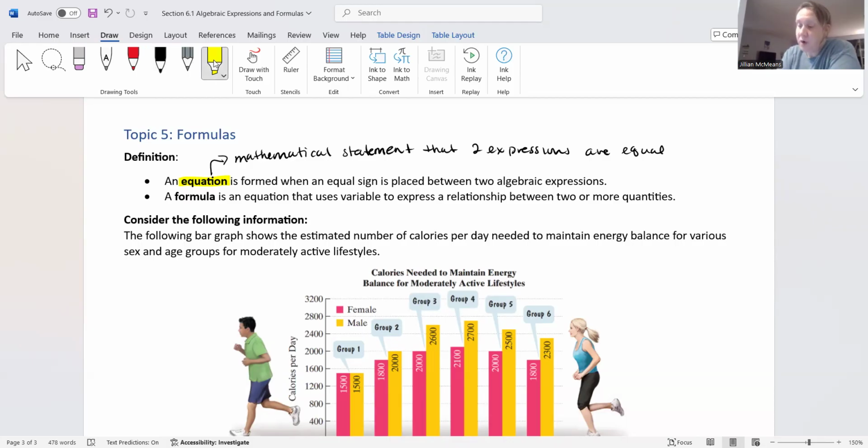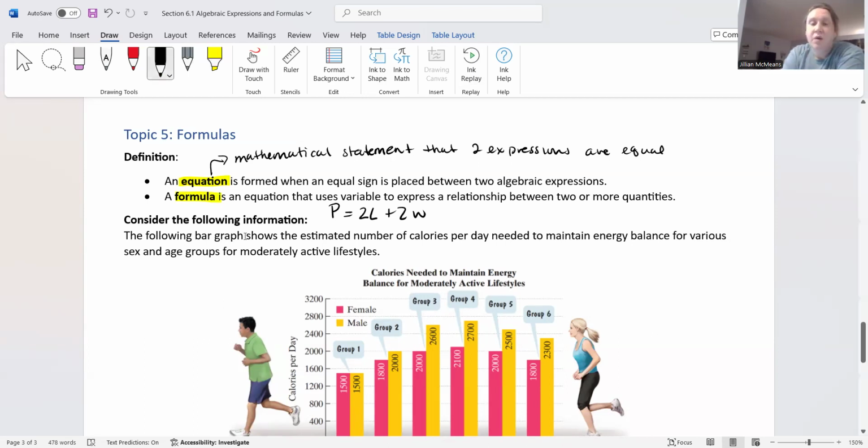Now, a formula is an equation that uses variables to express a relationship between two or more quantities. So formulas are kind of like real world equations. They take relationships that exist or that we create and use variables to show this relationship. A classic formula is the perimeter of a rectangle: the perimeter P is 2 times the length plus 2 times the width. That's an example of a formula. We use formulas all the time.